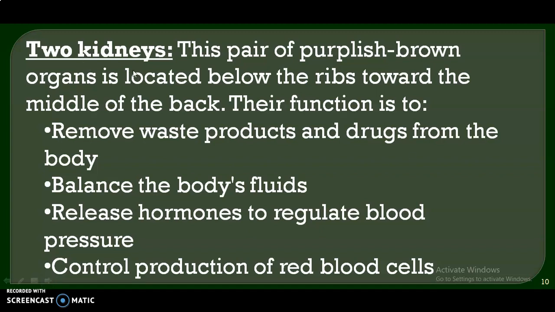So what are the functions of the kidneys? We have two kidneys. This pair of purplish brown organs is located below the ribs toward the middle of the back. हमारे किडनी का क्या कलर है? पर्पलिश ब्राउन कलर है. कहाँ प्रेजेंट है? बिलो द रिब्स. इनका मेन फंक्शन क्या है?